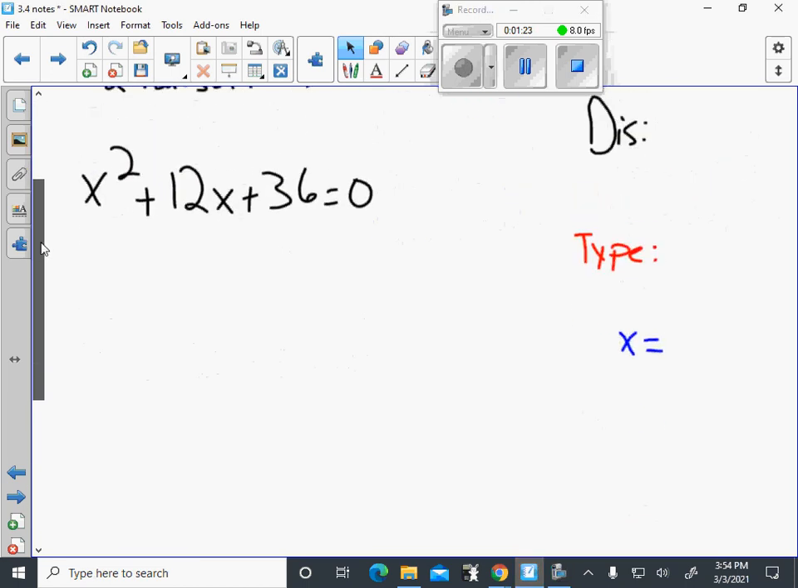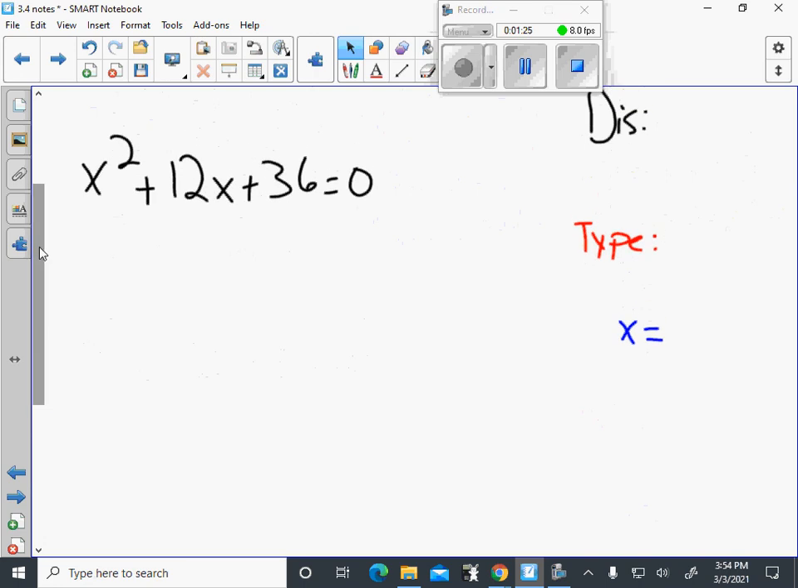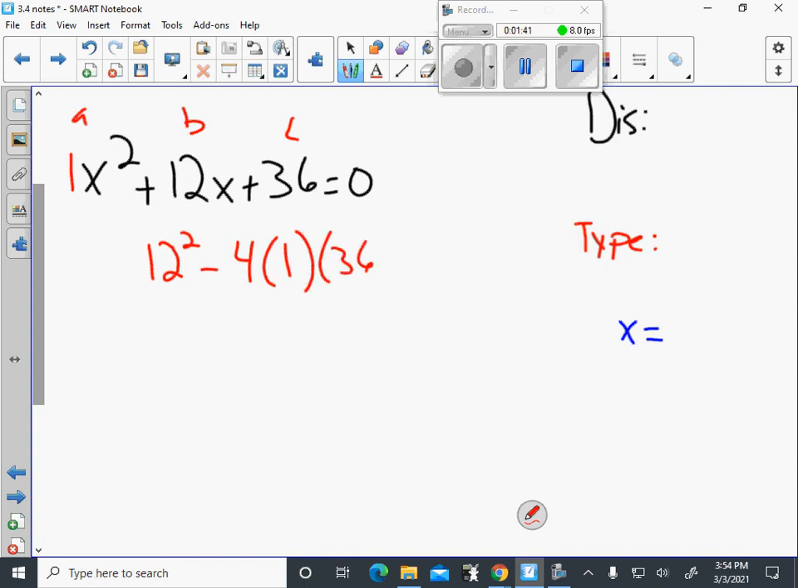So, let's try this. B squared minus 4ac. What's the discriminant of this one? That's what we're going to find. We have A, we have B, we have C. B squared is 12 squared, minus 4 times A, which is 1, there's a 1 here, times C, which is 36. So we get 144 minus 4 times 1 is 4, times 36, 144.